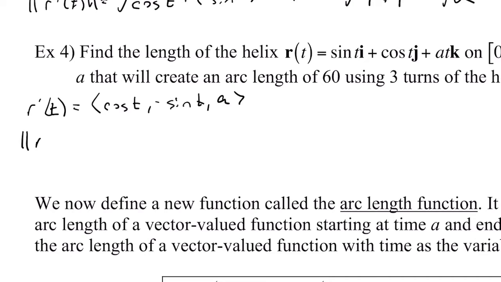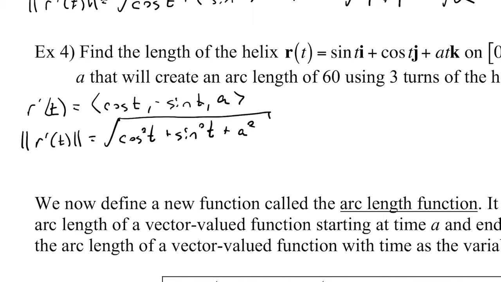If we find the magnitude of that, we then have the square root of cosine squared t plus sine squared t plus a squared. Cosine squared t plus sine squared t is equal to 1. So this would give us the square root of 1 plus a squared. Keep in mind that a is just some constant. A is not a variable.